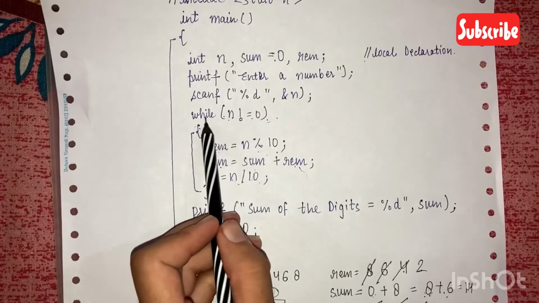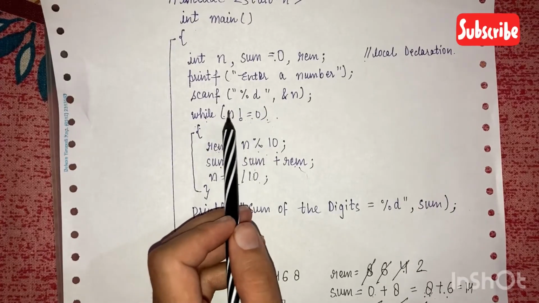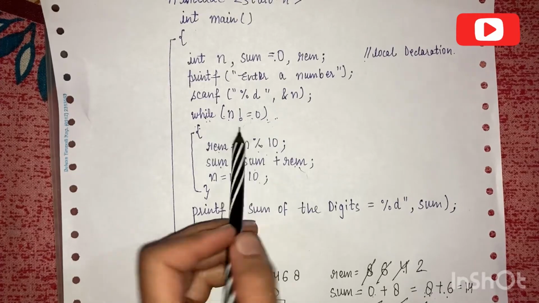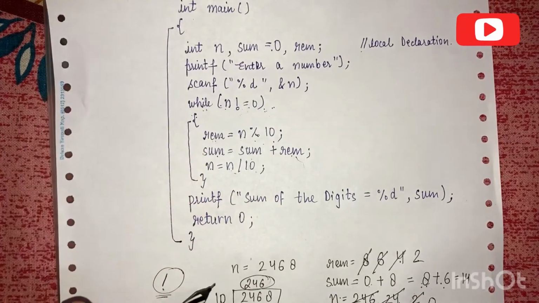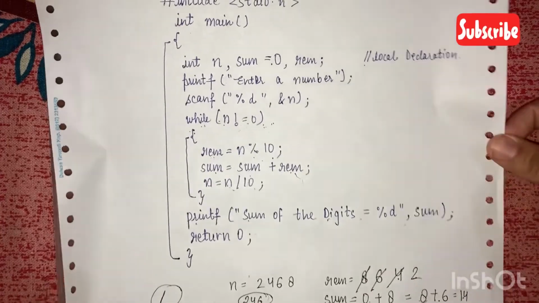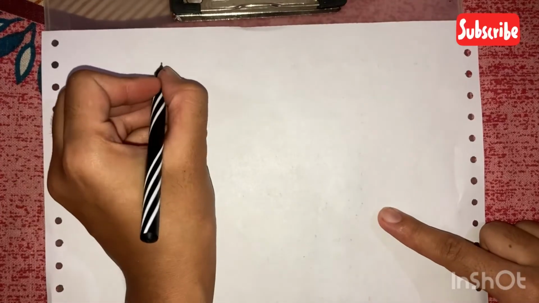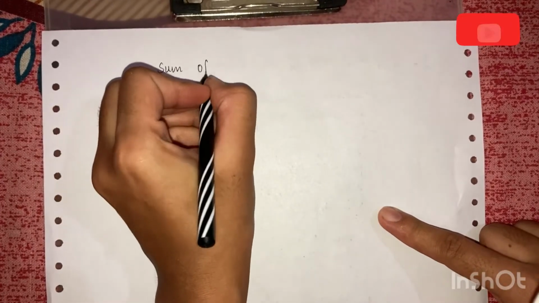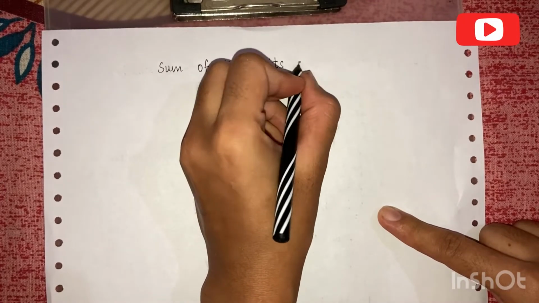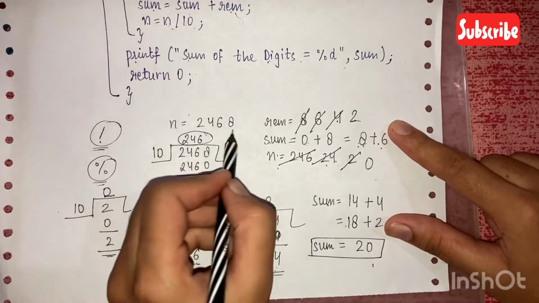Now checking this condition again, while n, which is 0, 0 not equal to 0, the condition is false, because 0 is equal to 0 obviously. So we'll come out of the loop and we'll print the sum of the digits. So the output of this will be sum of the digits equals to the sum, and the sum that we have calculated here is 20 for this digit.